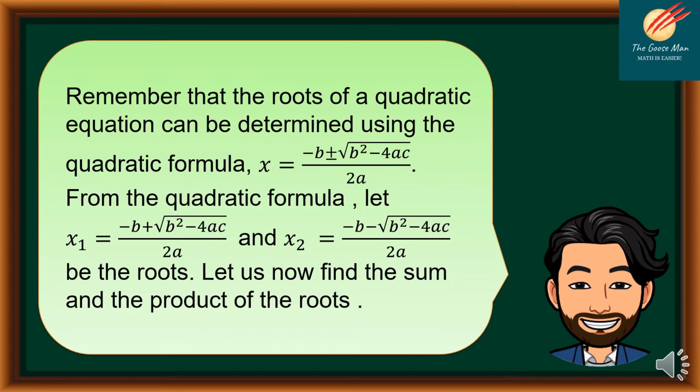Remember that the roots of a quadratic equation can be determined using the quadratic formula x is equal to negative b plus or minus square root of b squared minus 4ac all over 2a. From the quadratic formula, we can let x sub 1, or the first root, be equal to negative b plus the square root of b squared minus 4ac all over 2a, while the second root is equal to negative b minus the square root of b squared minus 4ac all over 2a. Let these be the roots. So let us now find the sum and the product of the roots.